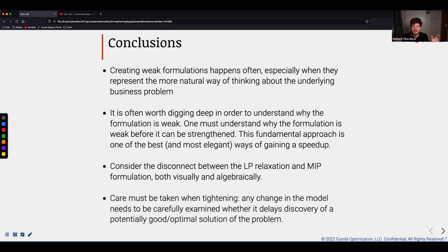And then finally, and these are the last words of caution to leave you with, really take care. When you make a change to the model, you need to recheck when it applies and when it no longer applies. And you also have to think that it may delay the discovery of potentially good or optimal solutions, as was the case with Steve.